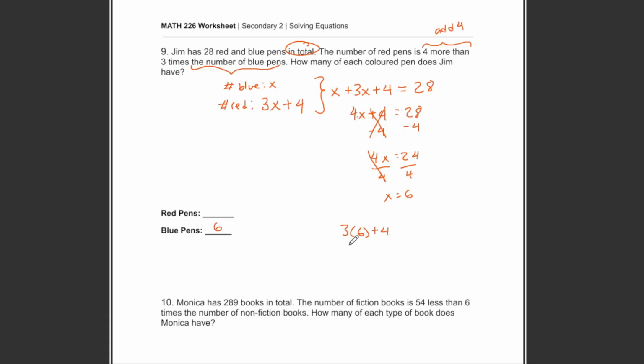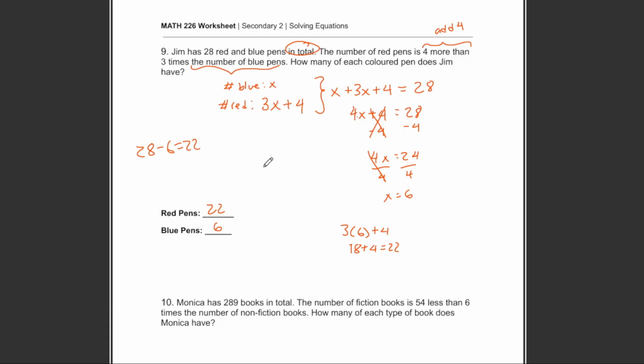Okay, and so here you get 18, right? 3 times 6 is 18, plus 4, you get to 22. Or what you can do, which I think is a lot easier, is just take your total, 28, and just minus the number of blue pens, and you get 22 anyway. Okay, but both ways work, so you pick.